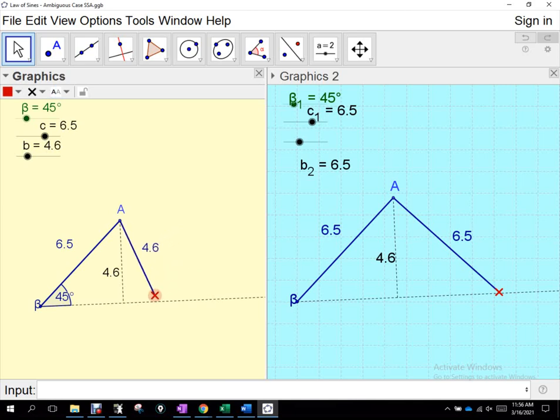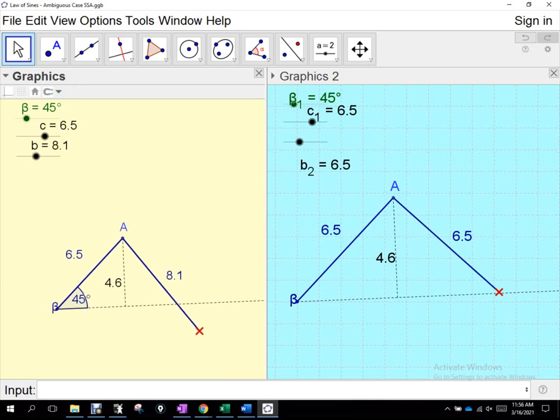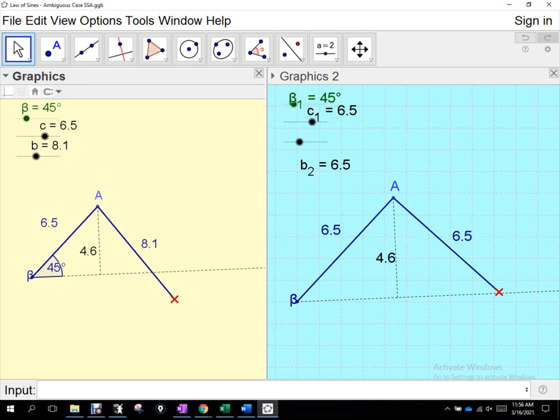then when I come down and swing down through here, it's going to touch that imaginary line right there. Now I close it off and I get this triangle here. Now, that would be a right triangle, correct? But if it's bigger than 4.6, say it's 8.1, then we can swing this and it'll touch there. And now it'll be an obtuse triangle, correct?